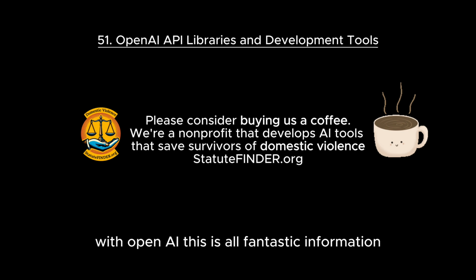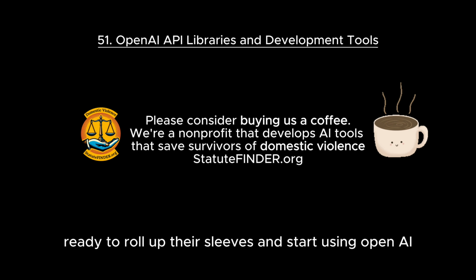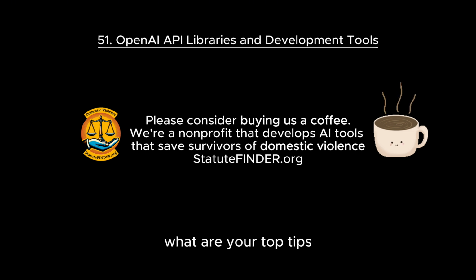Even just looking at the names of the libraries can spark ideas and get you thinking about what's possible with OpenAI. This is all fantastic information, but let's get practical. Say our listener is ready to roll up their sleeves and start using OpenAI. What are your top tips for navigating the documentation itself?